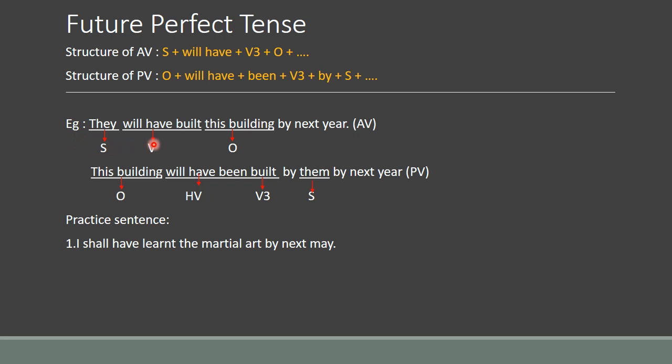Example, they will have built this building by next year. They is the subject, will have built is the verb, all together is verb. Okay, this is helping verb and this is main verb. This building is object. Okay, this is extra. So this building I have brought to the front, will have as repeated, and been, as it is perfect tense, been should be added. So I have added will have been. Built is the V3 form of build. So I've written, and by I have added them. The objective form of they is them, I have changed. So this building will have been built by them by next year. Practice sentence, I shall have learned the martial art by next May.